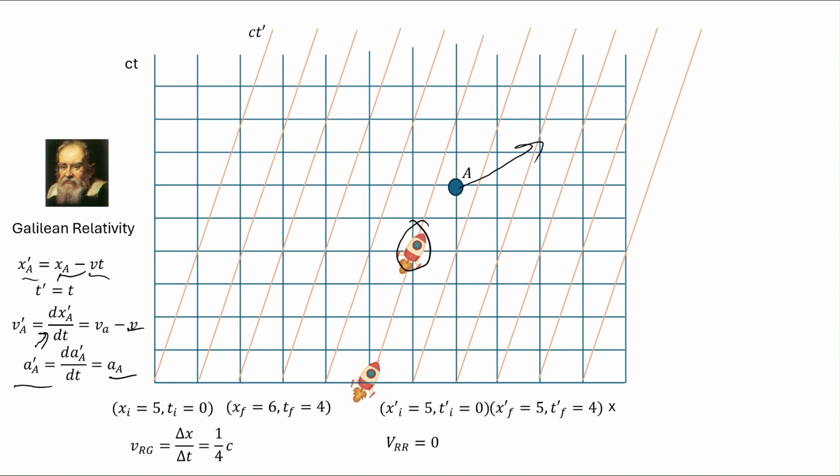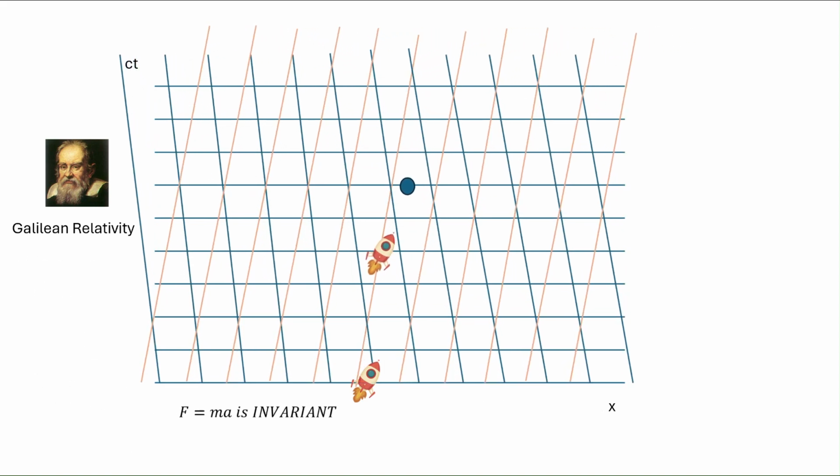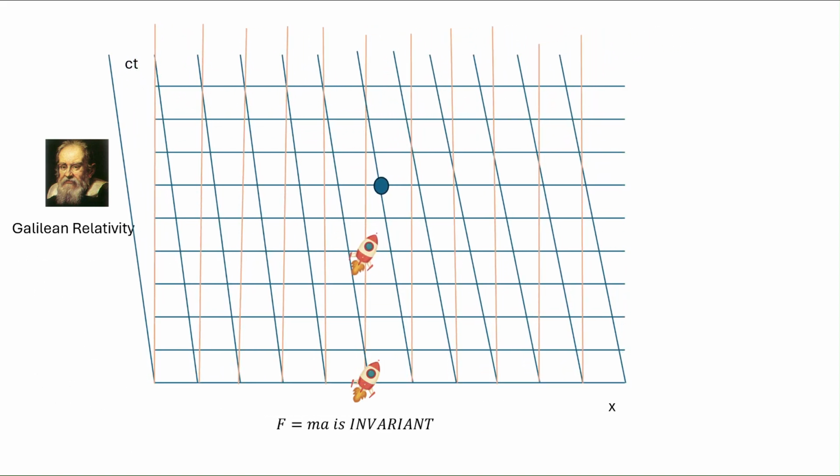In Galilean relativity, people moving at different speeds disagree about the velocity of objects. They disagree about the position of objects, but they absolutely agree on the acceleration of objects, and that's very important. That means that forces are invariant. People in different inertial reference frames, not accelerating, will measure the same force. So you can use Hooke's law no matter which frame you're in.